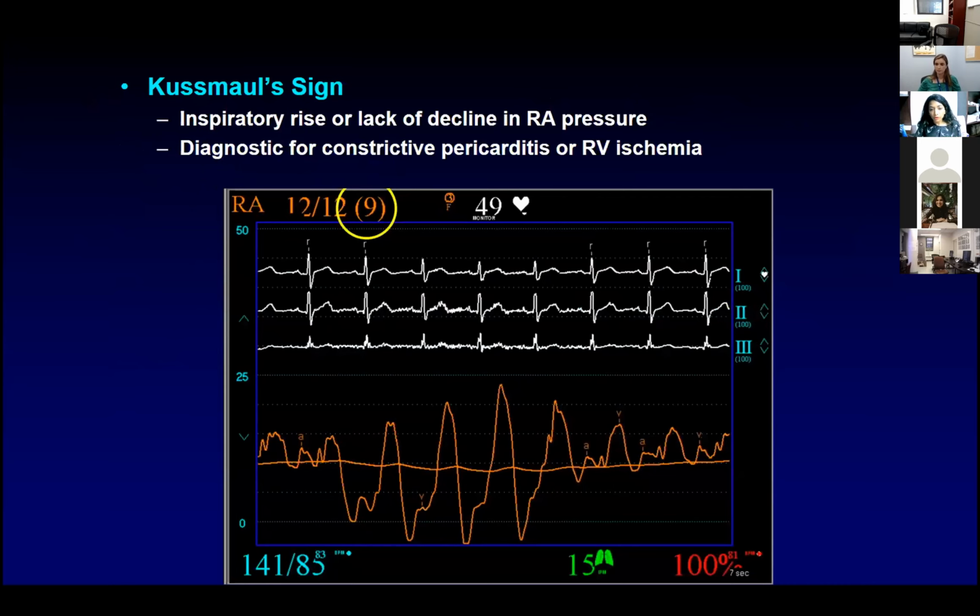So Kussmaul's sign represents an inspiratory rise or lack of decline in RA pressure during inspiration. Normally, like we talked about, in inspiration, the RA pressure falls. In conditions like tamponade or constrictive pericarditis or RV ischemia, instead of the RA pressure decreasing in inspiration, there can either be a lack of decrease or an inspiratory increase, like you see over here. You can see during inspiration, the RA pressure really increases, and there's a big dramatic increase in the V wave, especially in the A waves.